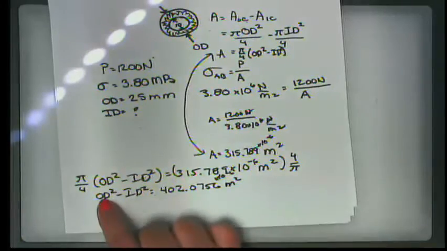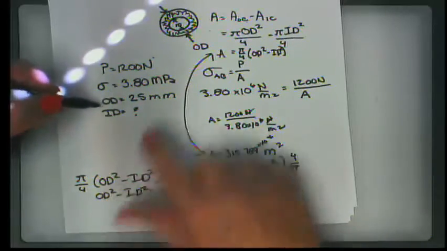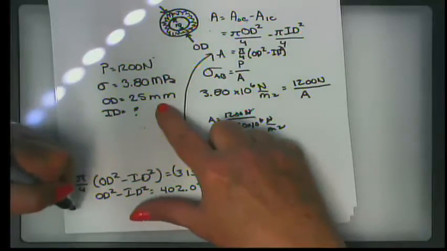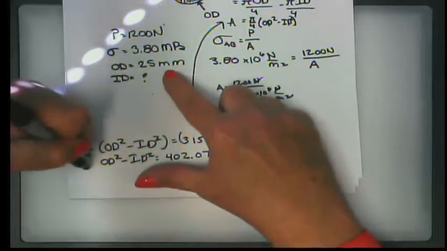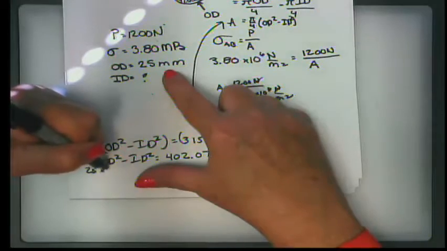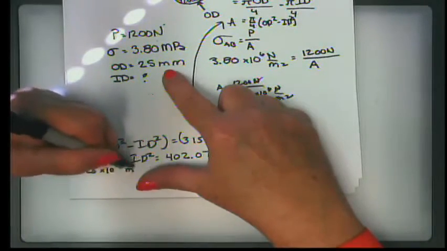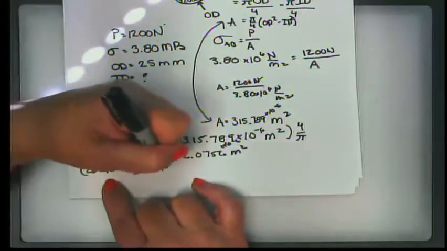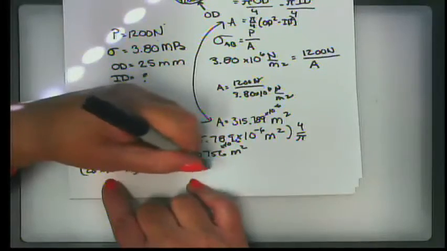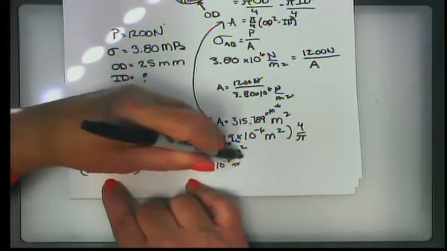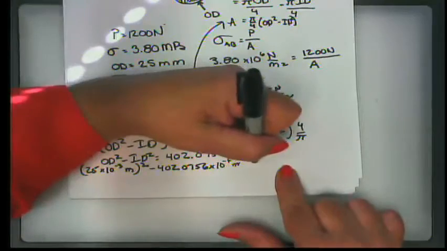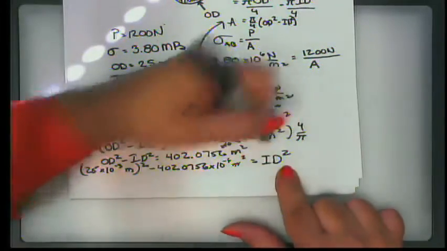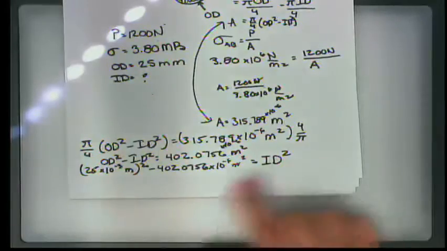Since this is in meters squared, I want to report the OD in meters rather than millimeters. So my OD then would be, millimeters is 10 to the negative third, so 25 times 10 to the negative third meters quantity squared. Now if I bring this term over to this side, I get minus 402.0756 times 10 to the minus 6 meters squared. If I bring this over to the right-hand side, I get equals the inside diameter quantity squared. Okay?